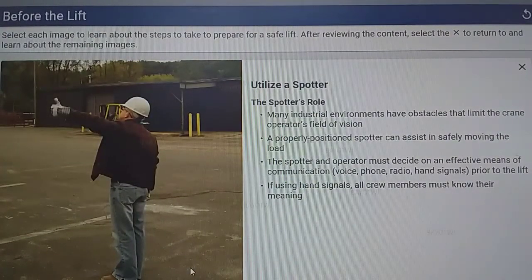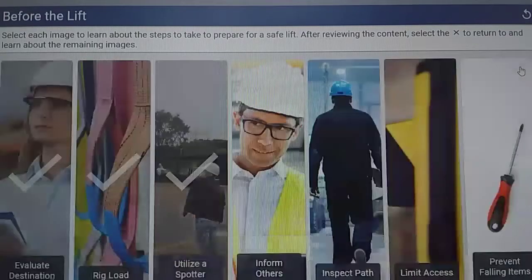Many industrial environments where overhead and gantry cranes are used have obstacles that could limit the crane operator's field of vision and pose a contact hazard with the load. A properly positioned spotter can assist you in safely moving the load. When you use a spotter, determine how you will communicate prior to the lift. This could be via voice, phones, radios, or standard hand signals. When you use hand signals, every member of the lifting crew should know their meaning.